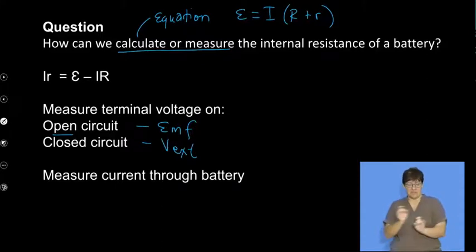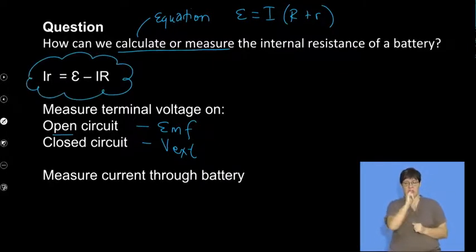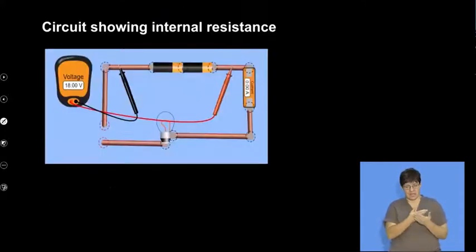We need just to be very clear on that. Then we can measure the current through the battery, right? So the calculation is based on this equation. We're only going to use it if there's only one unknown, okay? So we might have the current, the EMF, the external resistance, and then the small r being the only unknown. So we are able to do that.